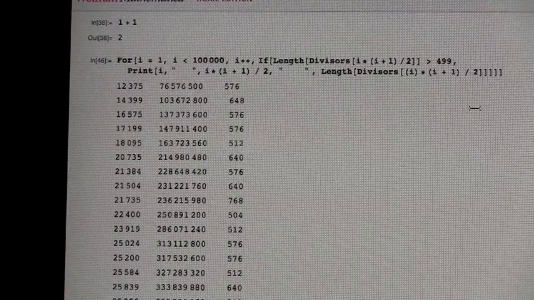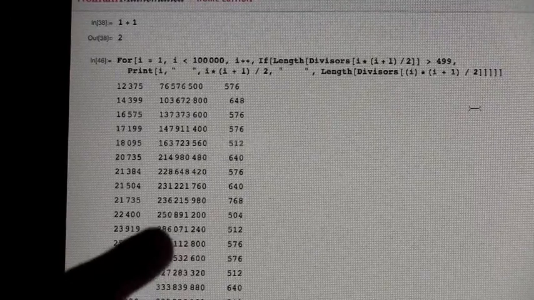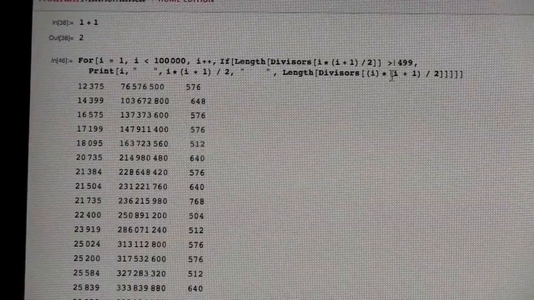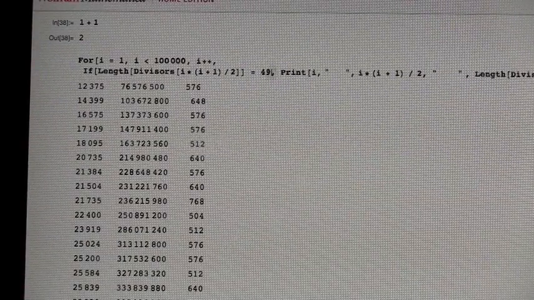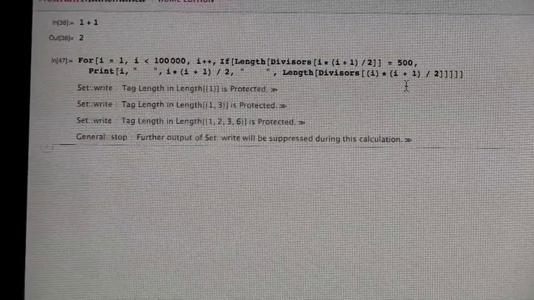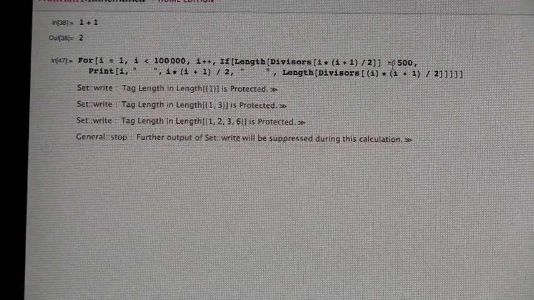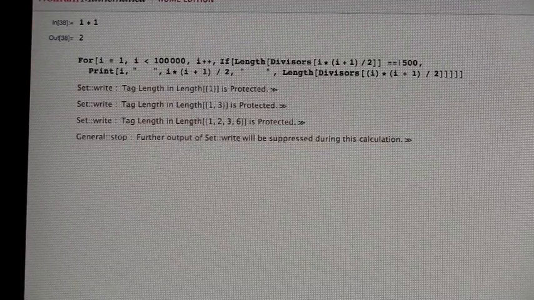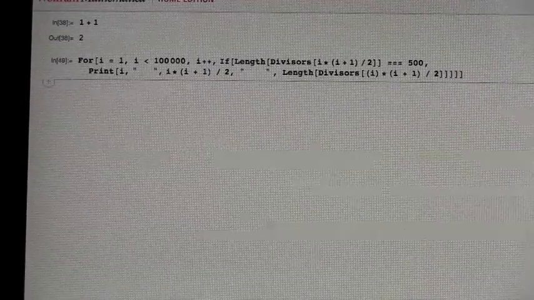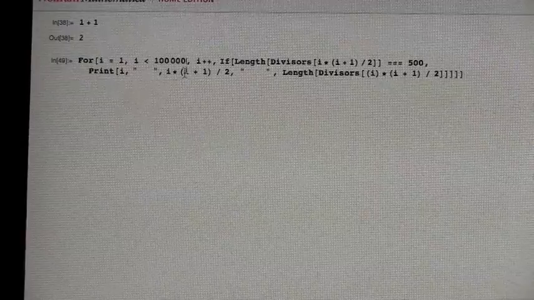We can just find the one with 500. How do we modify our program to only find the ones with 500? So it's instead of greater than 499, equal to 500. I believe it's equal, although it might even be triple equal in Mathematica. There we go. Actually, okay, so none up to 100,000, but I want to do my test.